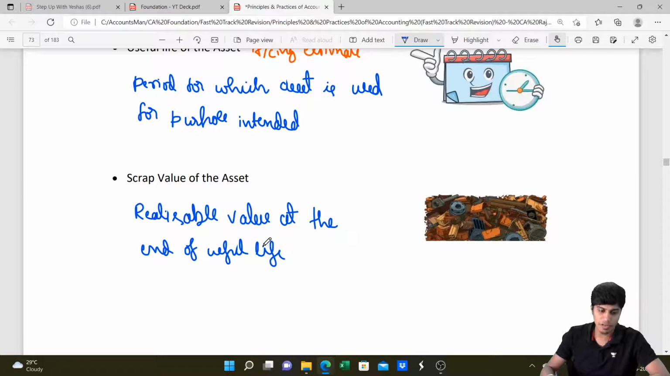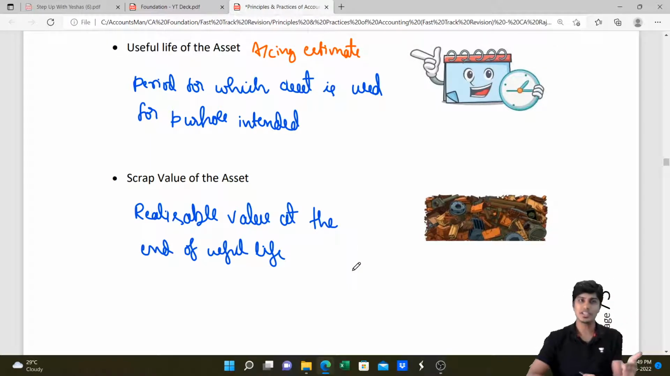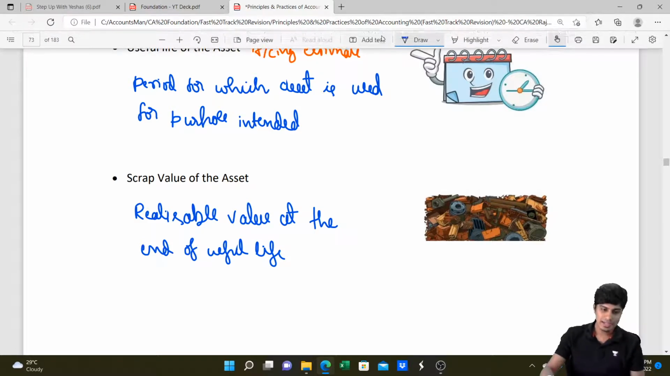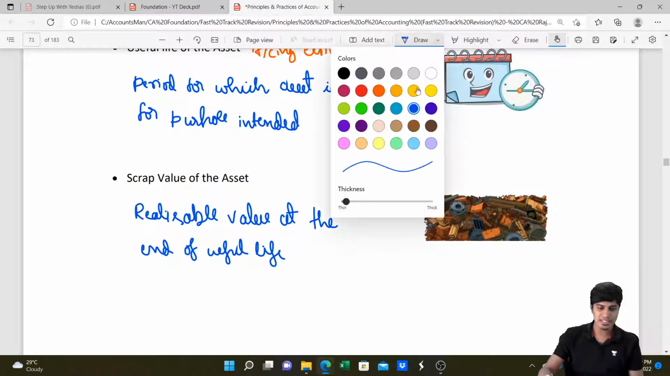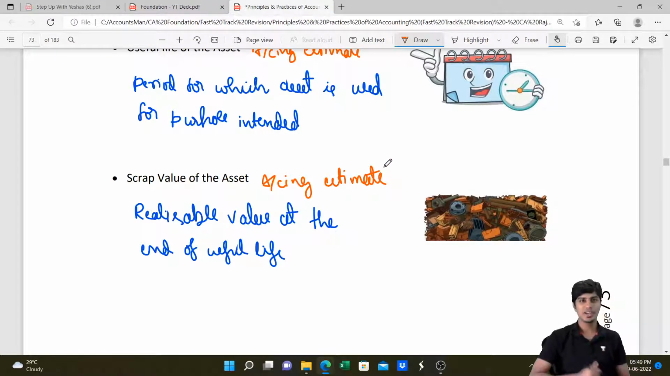So at the end of the period for which the asset can be used for the purpose it was intended, whatever value the asset can generate, that is scrap value. And this again is an accounting estimate. I hope you guys got this.